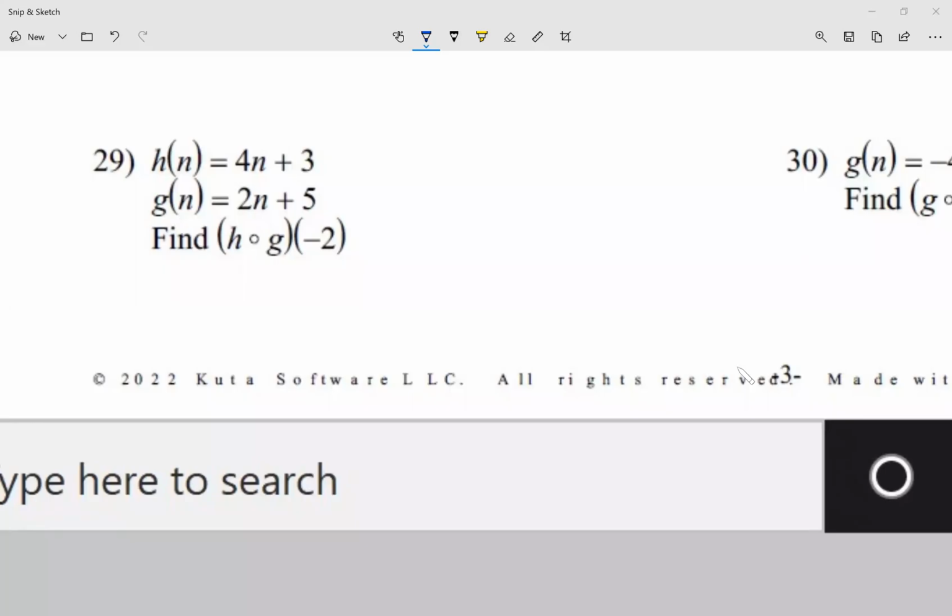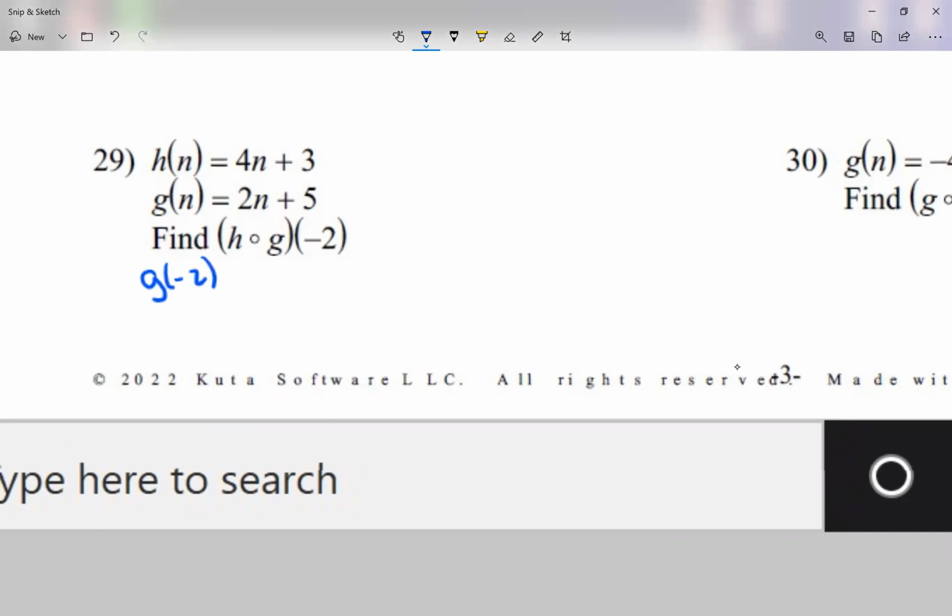For today, we're going to be looking at what we call composite functions. All right. Now, this little symbol between the H and the G. So now we're going to call this H of G of -2. So what does this mean? I have to do G of -2 first.